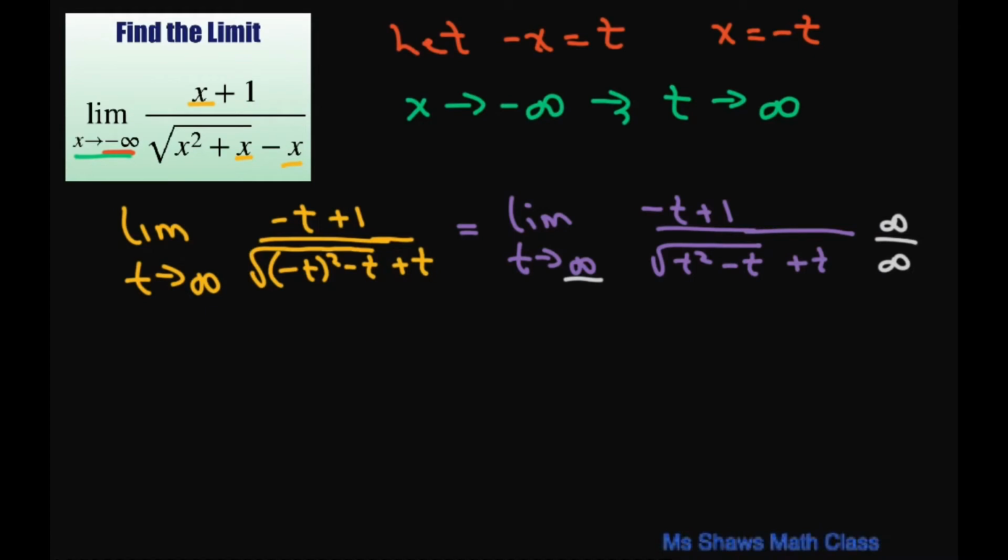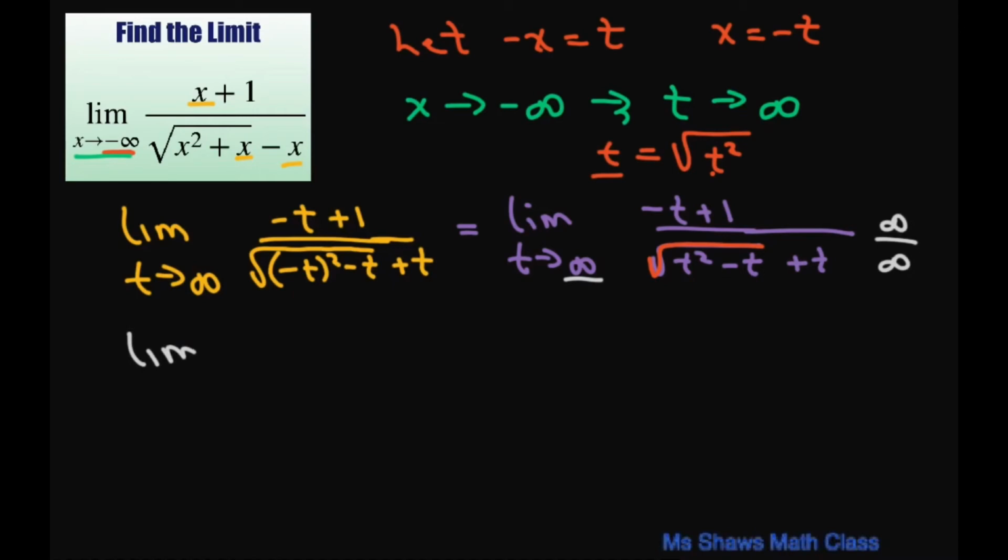So let's go ahead and divide each term by t. And also remember that if I divide each term by t, t can be renamed as the square root of t squared. So for the part under the radical, we're going to be dividing by the square root of t squared, because that does equal t. All right, so let's do that.